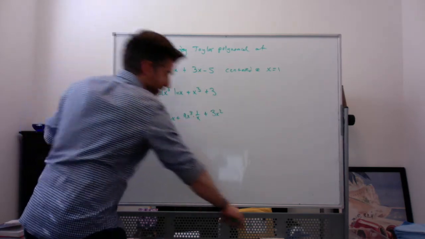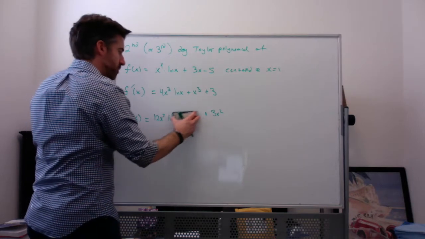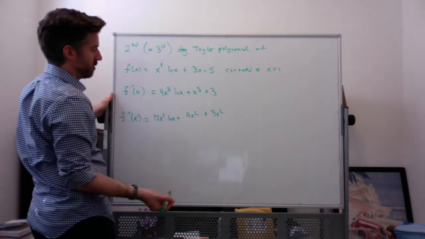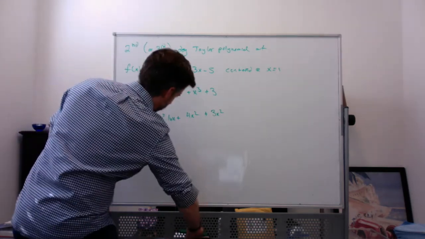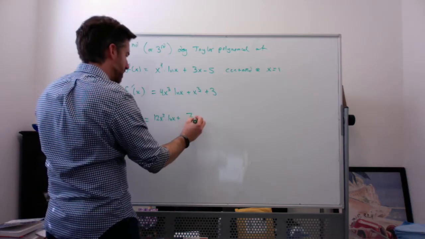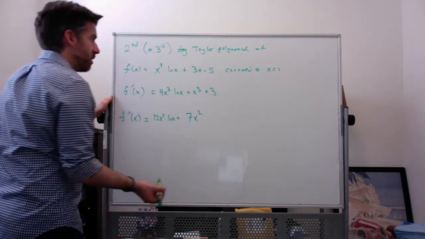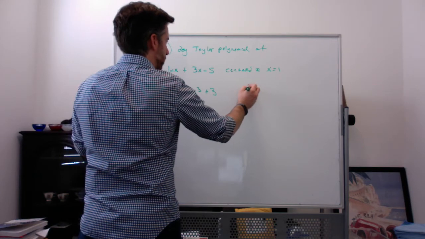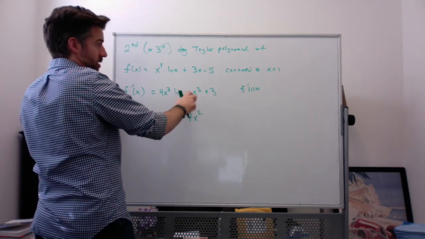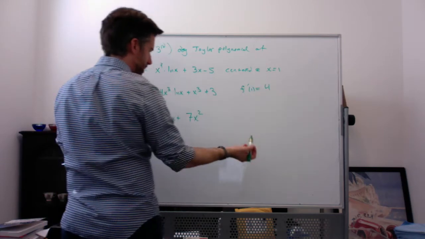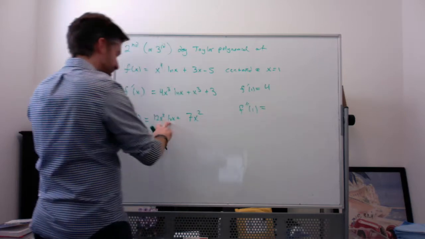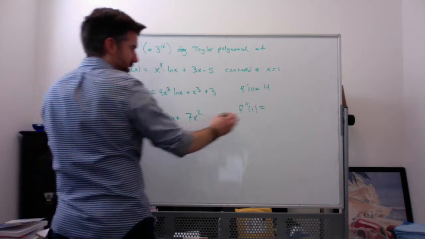4x cubed times 1 over x is just 4x squared. Which I suppose we can make it even simpler and say, well, 4x squared plus 3x squared is 7x squared. And the reason I'm doing that is because if we were going to go to the next step, you always want to simplify your derivatives at each step. So I see that f prime of 1 is 0, right, because natural log of 1 is 0, plus 1 plus 3 is 4. We already knew that from the previous slide. F double prime of 1 is 0 plus 7 times 1 is 7.